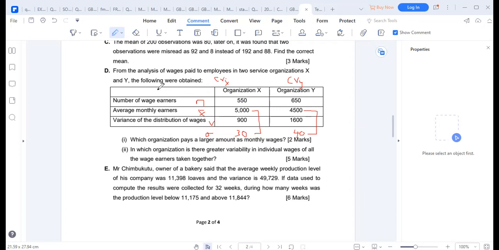Where did you get the 30 and the 40? It's the standard deviation for X and the other one is for Y, by square rooting the variance. Okay, square rooted. Is that clear? So let's get the coefficient of variation.